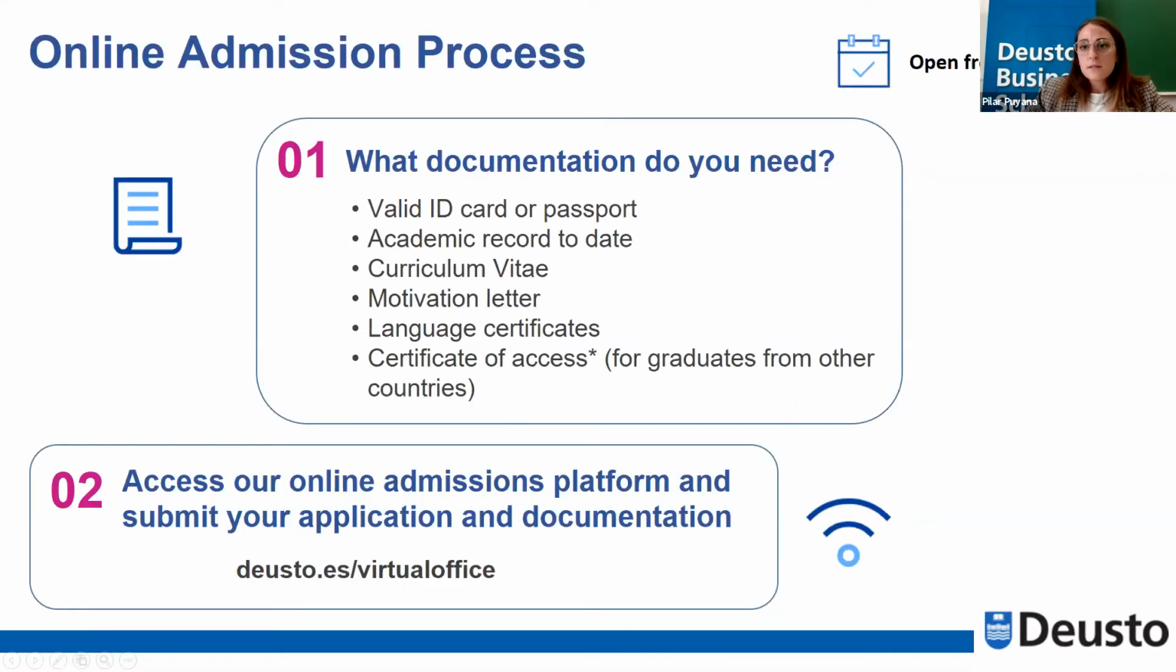So the University of Deusto's online admissions process has been open since the 15th of March and will remain open through the month of May. The first step to follow in the admissions process is to compile the documentation you're going to need to submit your application. So what documents are these?